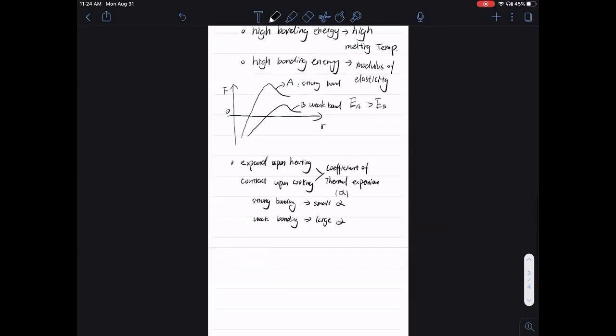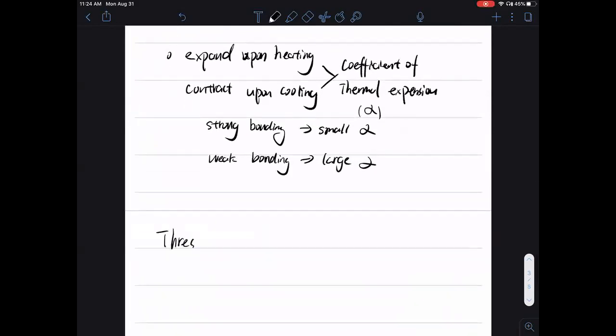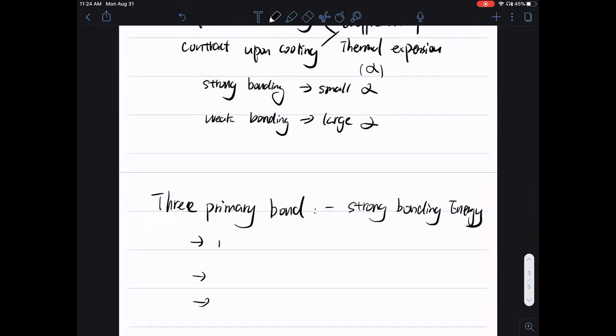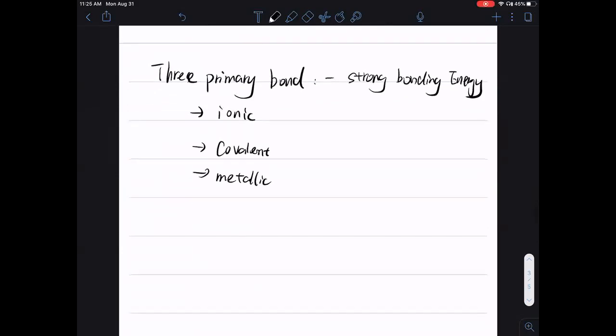Okay, next, we're going to talk about what type of bonding we have between two atoms. We have three types of primary bonding. They are called primary bonds because they have strong bonding energy. Those three types are ionic bond, covalent bond, and metallic bond. We're going to talk about each of them in detail later.